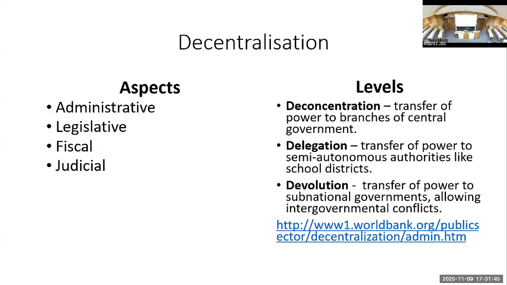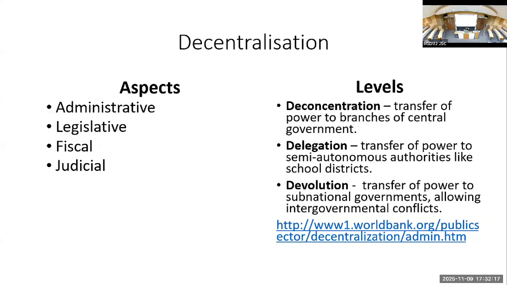Another level of decentralization is called delegation. This is transfer of power to semi-autonomous authorities like school districts. A school district is an entity in America that governs schools within an area. So a state would be divided into multiple school districts. But a school district is neither part of the federal government nor part of the state government.